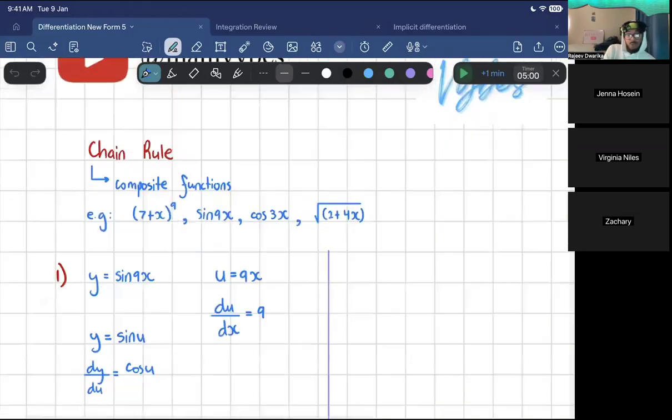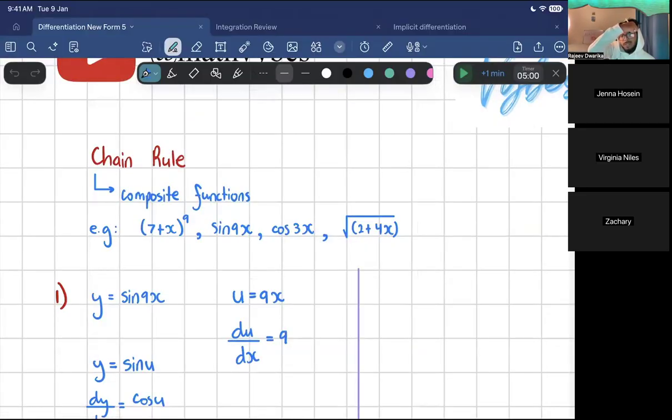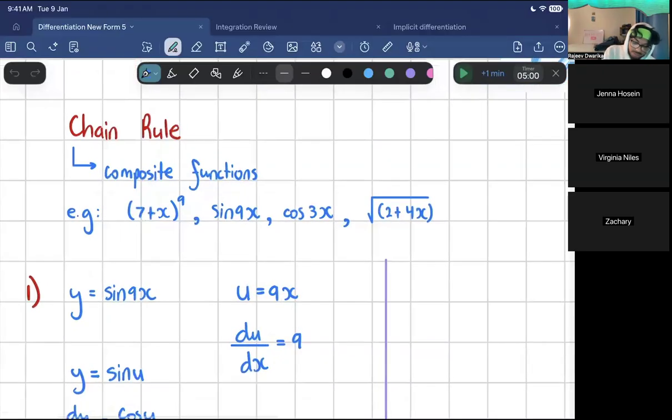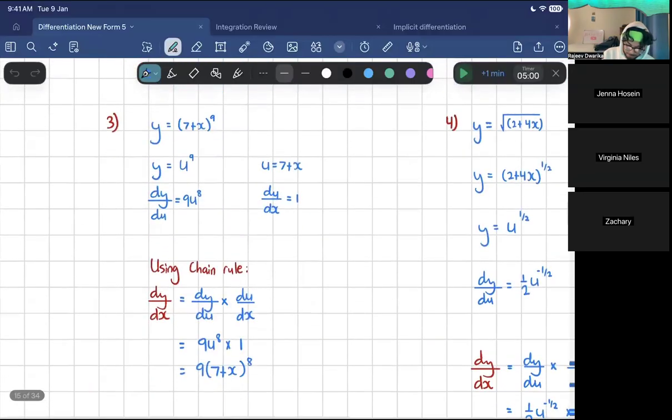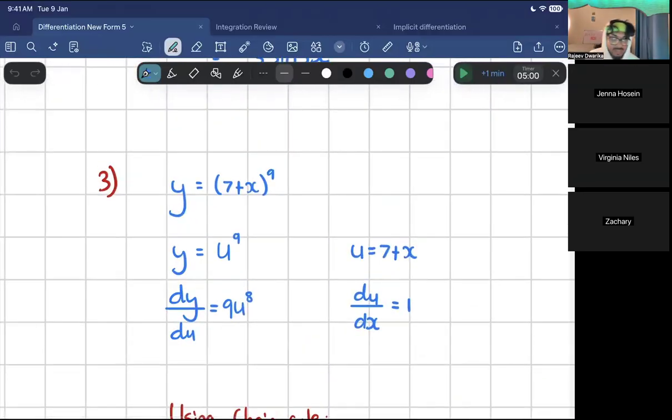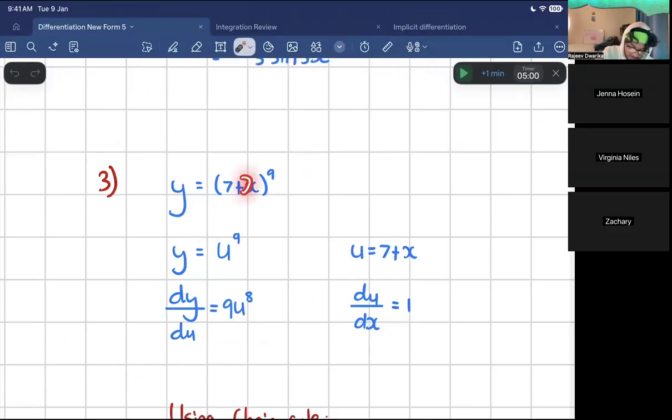Sure. So we use the chain rule anytime we have a composite function, right? In all of these instances, you can think of it like there's a function within a function. So let's just say you had y is equal to (7 plus x) to the power 9. What do you think is causing you trouble there? The 7 plus x. Exactly, because if it was just x to the power 9, you could differentiate that.